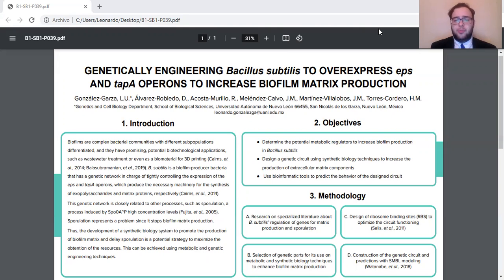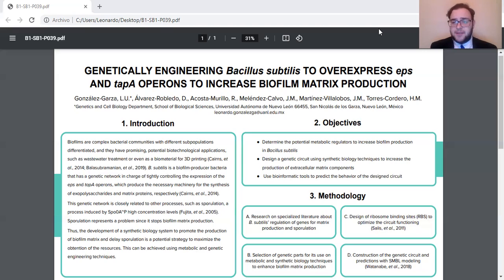So we have this problem with sporulation, since once bacteria sporulate and the spore is formed, we no longer have production of the biofilm matrix by that kind of subpopulation of bacteria. Thus, the development of a synthetic biology system to promote the production of a biofilm matrix and to delay entrance into sporulation is a potential strategy to maximize the obtention of this resource. And as we will observe further in this poster, this could be achieved using metabolic and genetic engineering techniques.